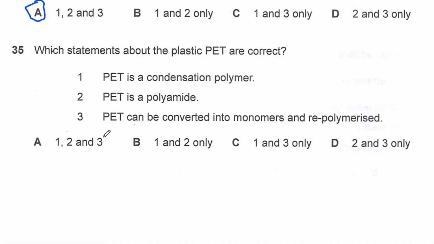Question 35. Which statements about the plastic PET are correct? PET is a condensation polymer. That is correct. PET is formed by condensation. Then PET is polyamide. That is wrong. It is a polyester. PET can be converted into monomers and repolymerized. That is correct. Through the process of hydrolysis, you can convert PET to monomers, and then it can also be repolymerized. So therefore, the answer is C, which is option 1 and 3 only.